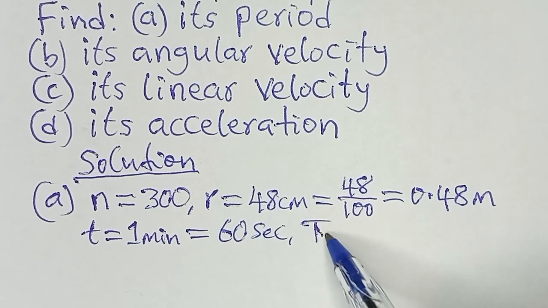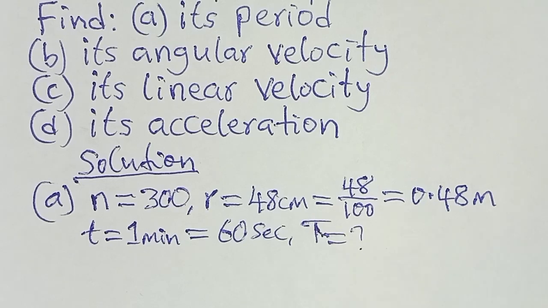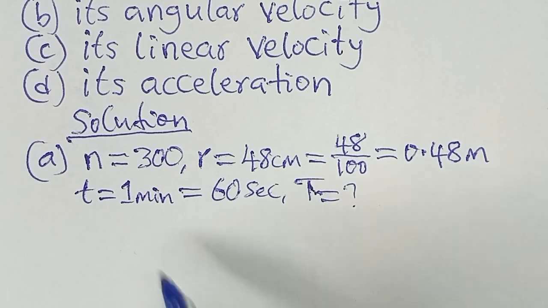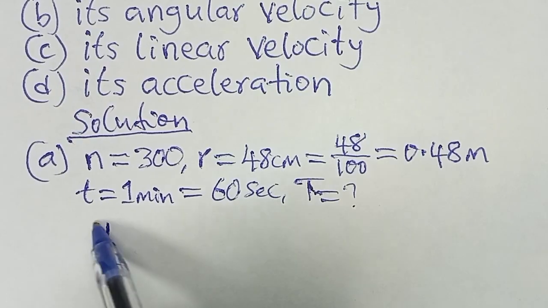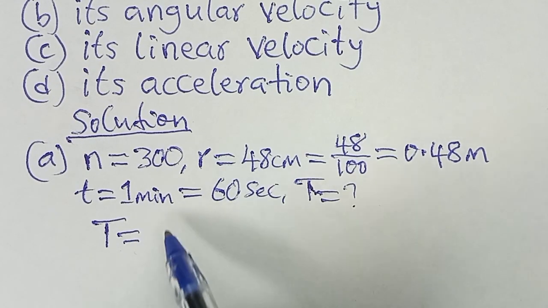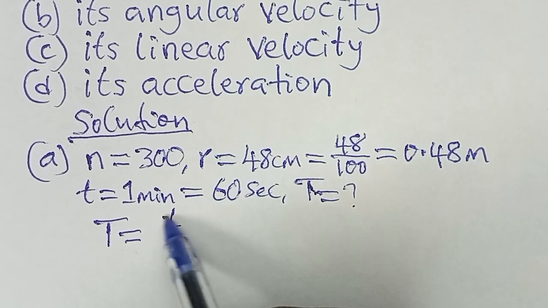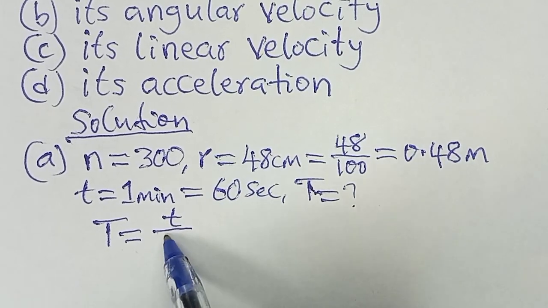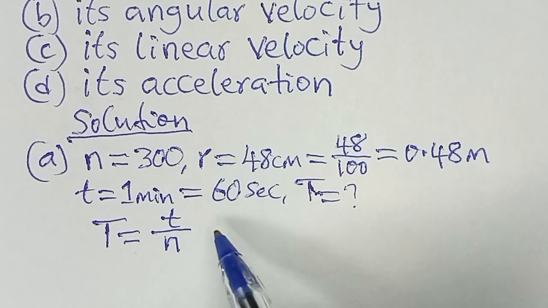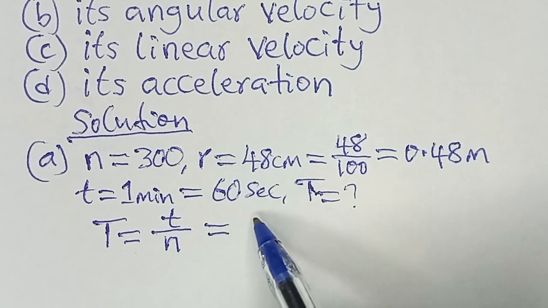And then from the first question, we have to find the period. Capital letter T is the period. So the formula for period, if we recall, is T, which is period, is equal to the time taken all over the number of oscillation. Don't forget this formula. We are using this formula when it has to do with time and number of oscillation or number of revolution. So the time is 60 seconds.